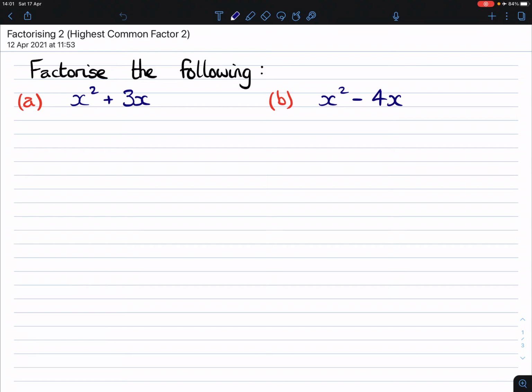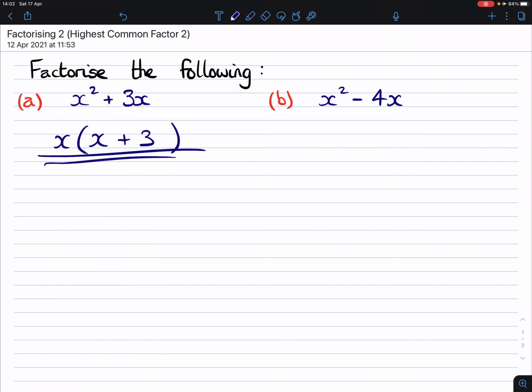Factorize the following. We have x squared plus 3x. So the biggest thing that both of these can be divided by is an x. There's a 1 here, so no number other than 1, which is pointless. There's no other number that can divide these two terms, so no number is coming out in the highest common factor. So just x. That will leave us with an x, because x squared divided by x is x, and a plus 3, because 3x divided by x is just a 3.